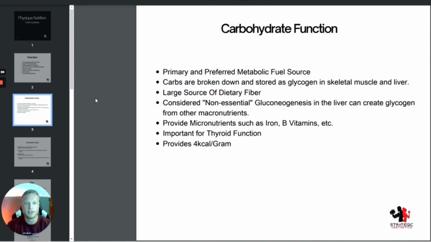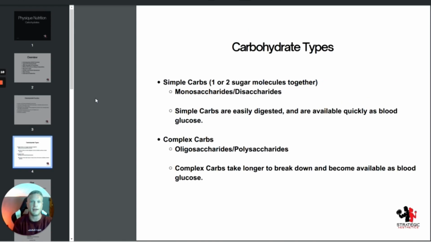Carbohydrates provide micronutrients such as iron, B vitamins, etc. So if you were to remove an entire macronutrient, like removing carbohydrates, you might find that you're short in a lot of these micronutrients, like your B vitamins and iron. Carbohydrates are also extremely important in thyroid function and thyroid signaling, and T3 and T4 conversion. It provides approximately 4 calories per gram consumed. The only exception here is insoluble fiber provides 2 calories, and soluble fiber does not provide any calories.